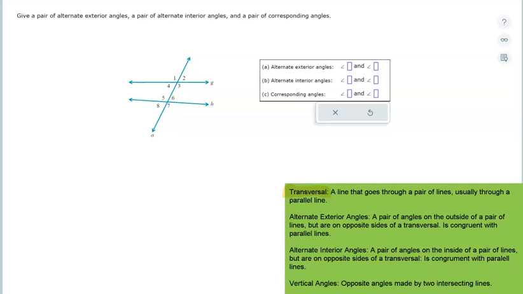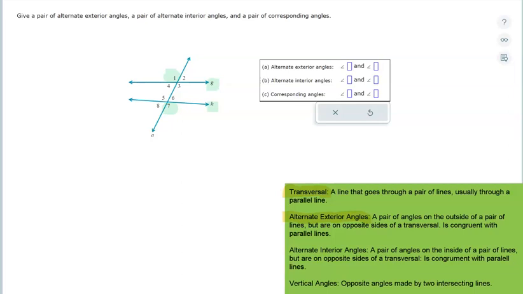Next is alternate exterior angles. And alternate exterior angles are a pair of angles on the outside of a pair of lines, but are on opposite sides of a transversal and are congruent with parallel lines. So there's a lot of wording, but basically, and I'll highlight this in green, you have angle number 1, and then you have angle number 7. These are alternate exterior angles. Now, if line G and line H were parallel, then those two angles would be congruent, or basically have the same angle.